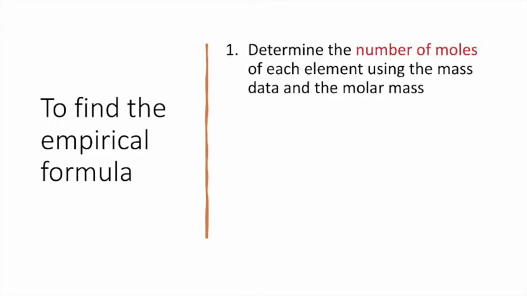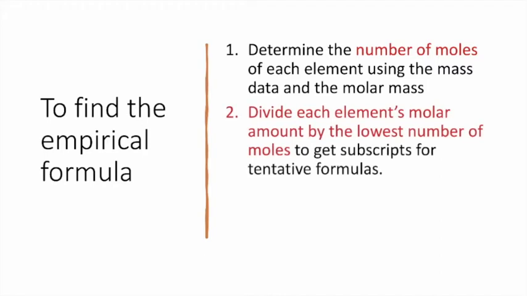Let's talk about how to calculate the empirical formula for a decomposition reaction. If they give you mass data, the first thing you're going to do is use this to determine the number of moles for each element, and you do this by using the molar mass. Once you've done this for all the elements in the compound, the next thing you're going to do is figure out which one has the smallest molar amount. In other words, which one is there the fewest moles of? And for each of the elements, you are going to take the moles that you calculated and divide them by the smallest number of moles.